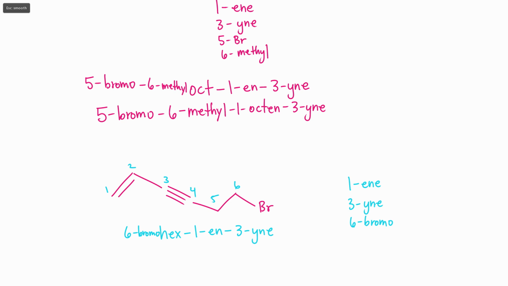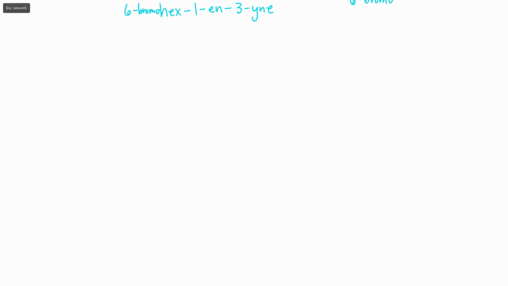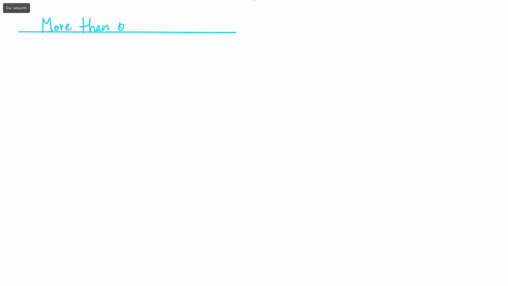Now, let's talk about a case where we have more than one triple bond, a diyne. Just like a diene was 2 double bonds in the molecule, let's talk about a diyne and triyne and so forth. More than one triple bond. Okay.